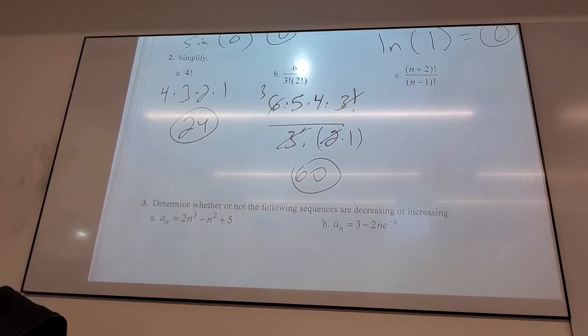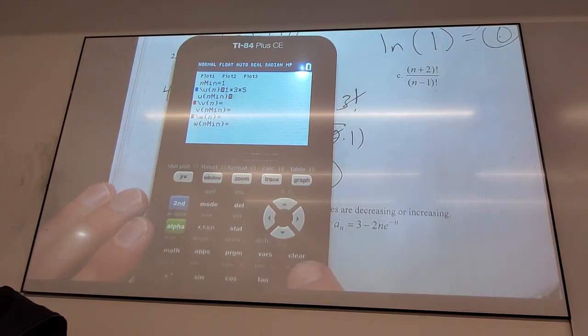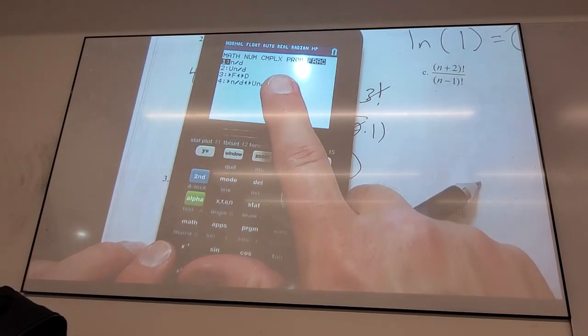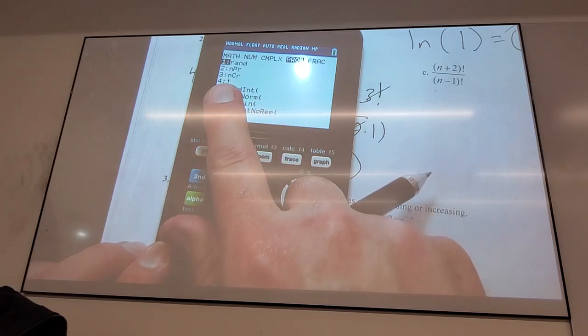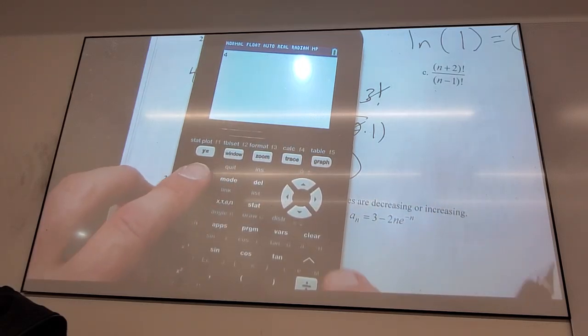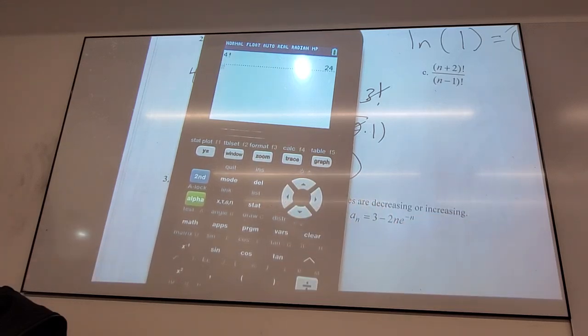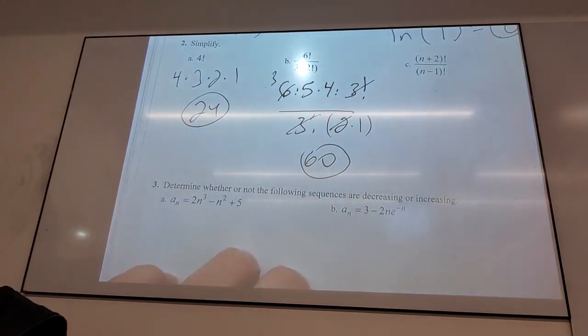By the way, if you have a calculator, if you hit the math button and go to probability, you'll see the exclamation mark. Just to let you know. So let me show you. If you hit the math button, go to probability, factorial. So if I do 4, math, probability, exclamation, you get your 20. And you can put this whole problem in, and it'll tell you.